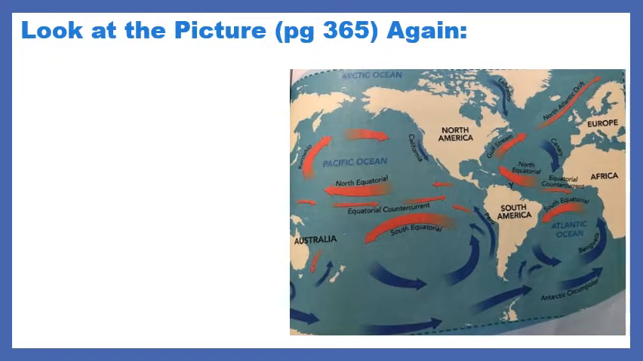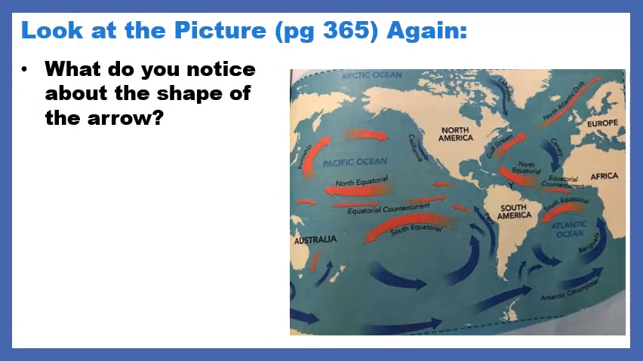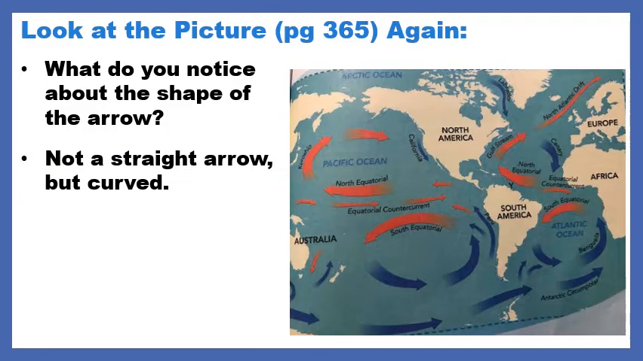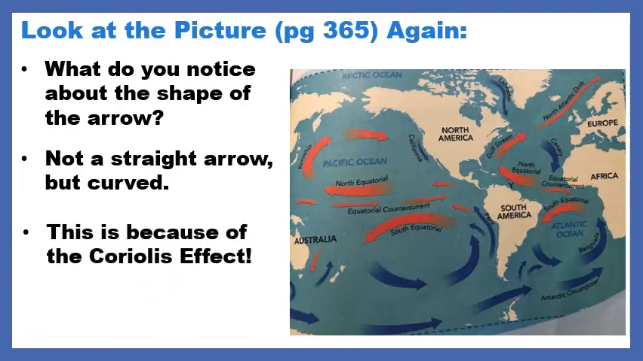All right, I want you to look at the picture on page 365 again. What are you noticing about the shape of the arrows? Take a minute to think about it. Hopefully you realize that they're not straight arrows, but they're curved, okay? And this is because of the Coriolis effect. Do you remember that? Well, if you don't, I'm going to review it.